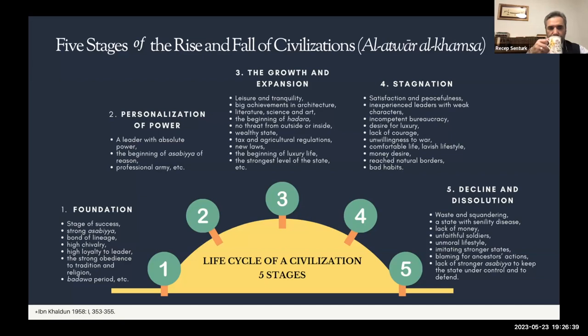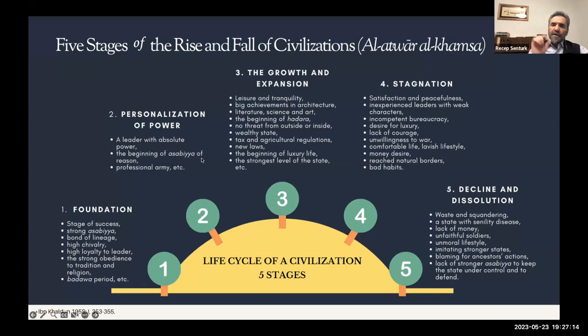So the first stage is the stage of foundation, or the rise of a society. The second one is the personalization of power stage. And the third stage is the growth and expansion stage. And the fourth stage is the stage of stagnation. And the fifth stage is decline and dissolution.